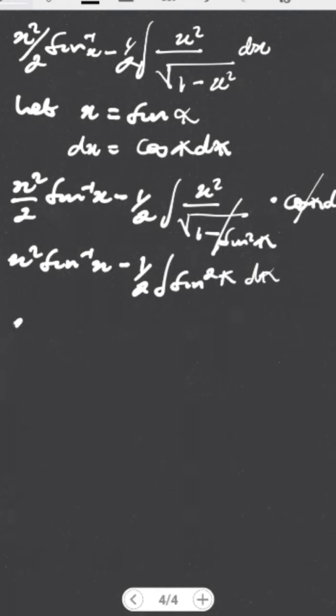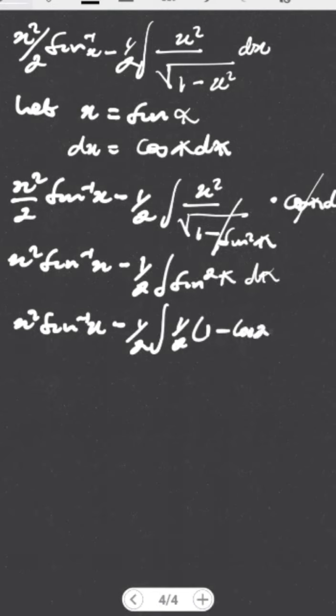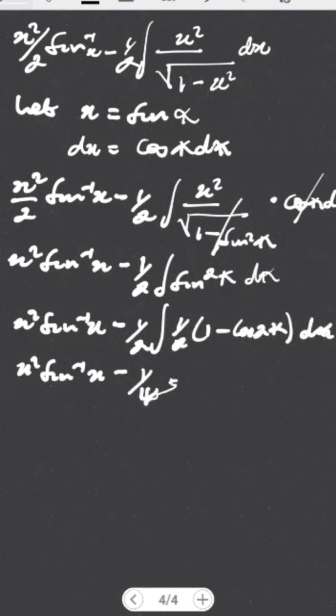So this is x squared out of 2 sine inverse of x minus 1 out of 2 integral of 1 out of 2 times 1 minus cos of 2k dk, and therefore I come here and say this is x squared out of 2 sine inverse of x minus 1 out of 4 integral of 1 minus cos of 2k dk.